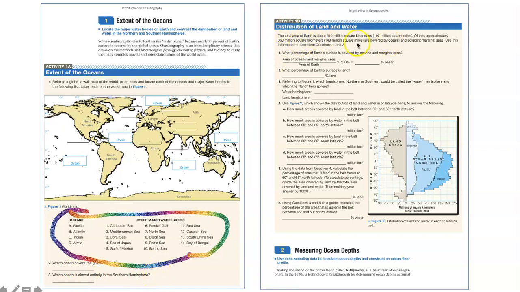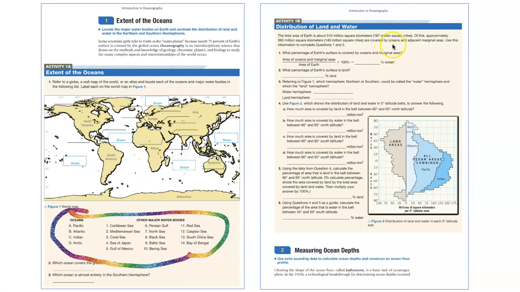Activity 1B begins by telling you that the total area of Earth is about 510 million square kilometers. Of this, about 360 million square kilometers are covered by oceans and marginal seas. So they want you to use this information to calculate the percent of Earth's surface that's covered by ocean and marginal seas. And they give you the formula. Take the area of the oceans and seas, which is 360 million square kilometers, divide it by the total area of Earth, 510 million square kilometers, multiply by 100, and you get the percent covered by ocean.